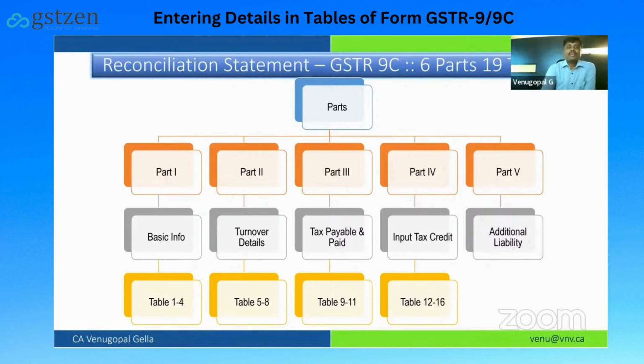So your 9C form has been derived in the same way. In table 5 of 9C, we compute what should be the gross turnover from the GST perspective. And we eliminate exemptions in table 7. And we compute the taxes based on the rate of tax in table 9. So that's how it has been derived. And ITC is computed and reported in table 12 and 14. This is how broadly it has been done.